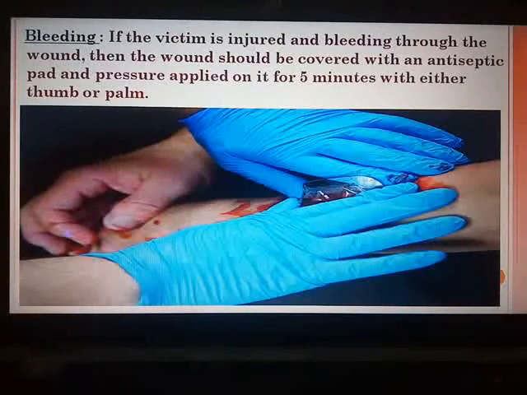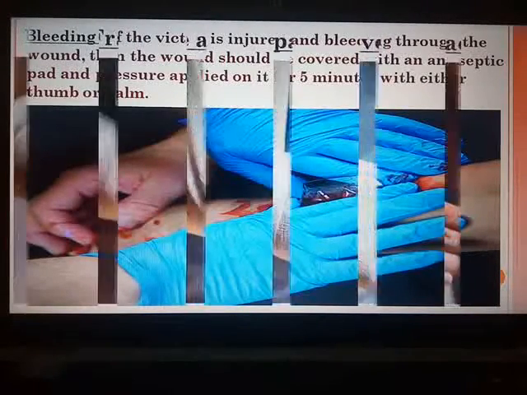The wound should be covered with an antiseptic pad. Do not use any cloths or rags which are just lying around, because if the victim is bleeding, it means somewhere the wound is open, and if the rags used to cover it are infected with different types of microbes or insects, then the infection will spread to the victim.